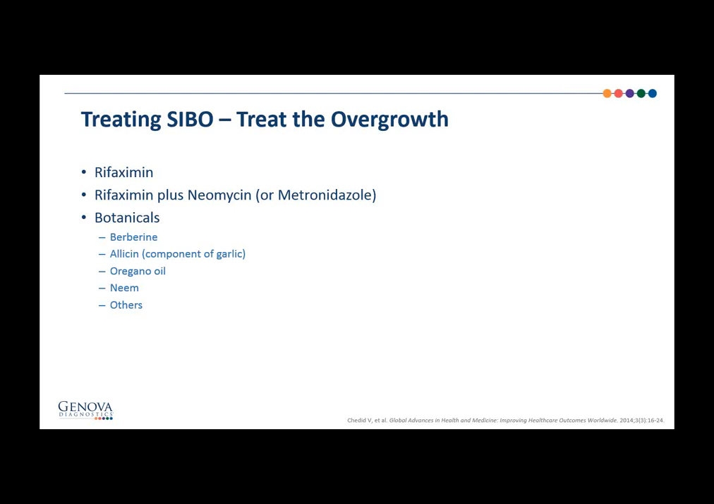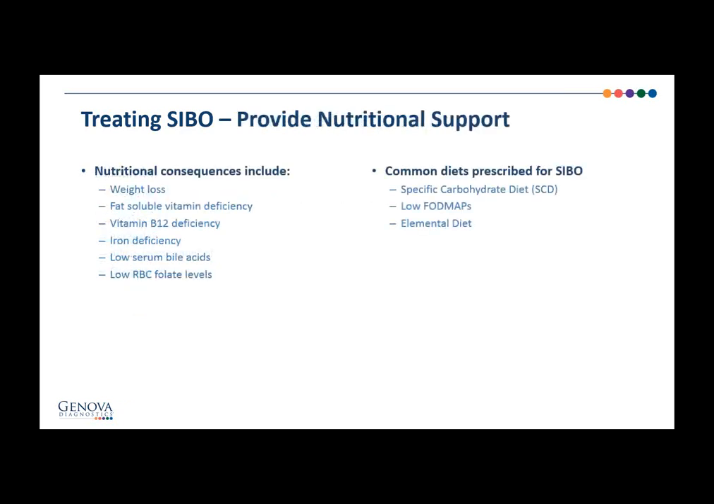And there are papers that are published saying botanical treatment can be as effective as rifaximin for that hydrogen-producing SIBO. And so, you know, one is not necessarily better than the other, and everybody is going to be different as far as what they respond to.